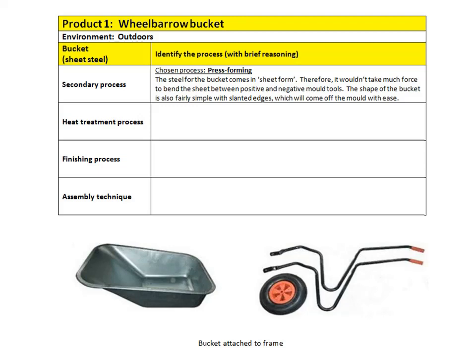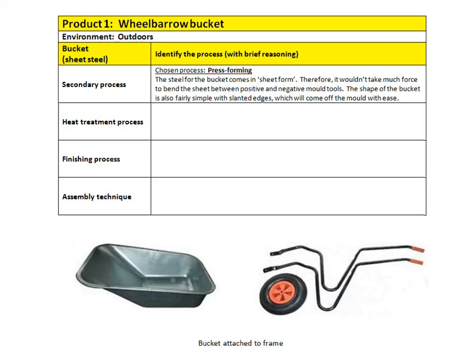So as you can see in my answer, I've made it very clear what my choice is, and then I've given a brief, I don't know, 3 lines to justify my choice. And as you can see, I've made it clear that it would be easy to press between positive and negative tools, and it would be simple because of its shape with slanted edges, which will allow it to be moulded quickly and easily, and you can also do multiples. So I've chosen press forming.